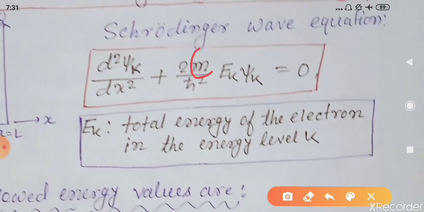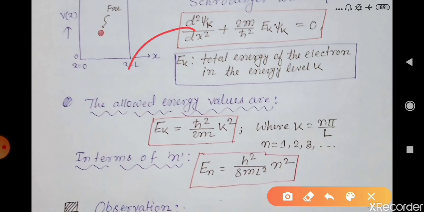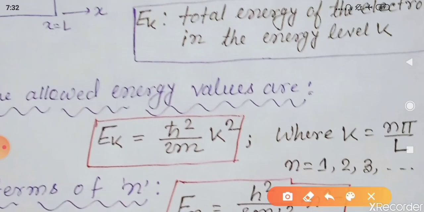What is the m? M is the mass of the free particle or electron. Ek is the total energy of the electron when it is in the energy level k. If we solve the Schrödinger equation, we will find the expression for the allowed energy values, which is given here: Ek is equal to h cross square k square by twice m.